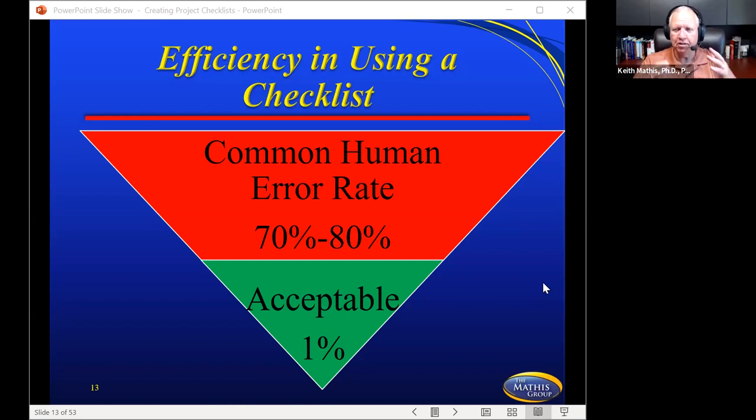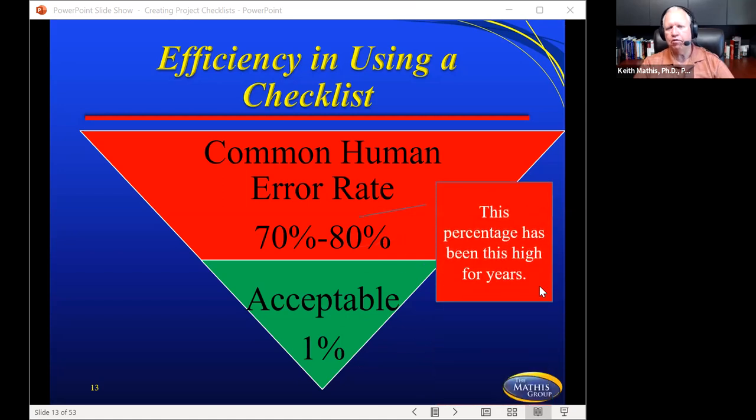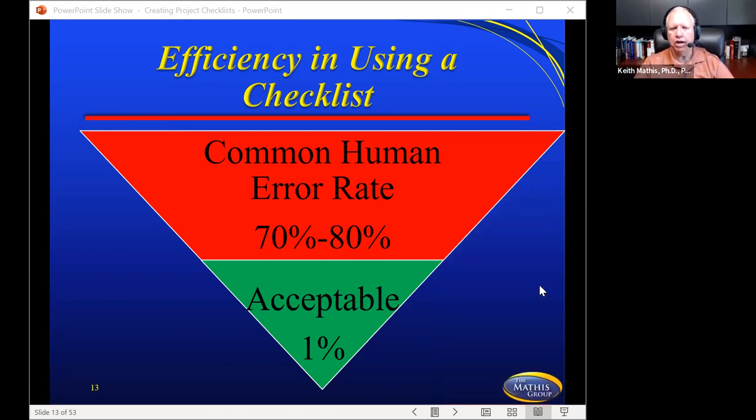So 1%, even though it's an acceptable rate because you're looking for 99%, the point is there's still heartache and some bad things that can happen in these situations here. So this percentage has been this high for years. 70 to 80% of most things that go wrong is human error. We did something wrong. We did or forgot to do something. And so that's what you're having to look at.